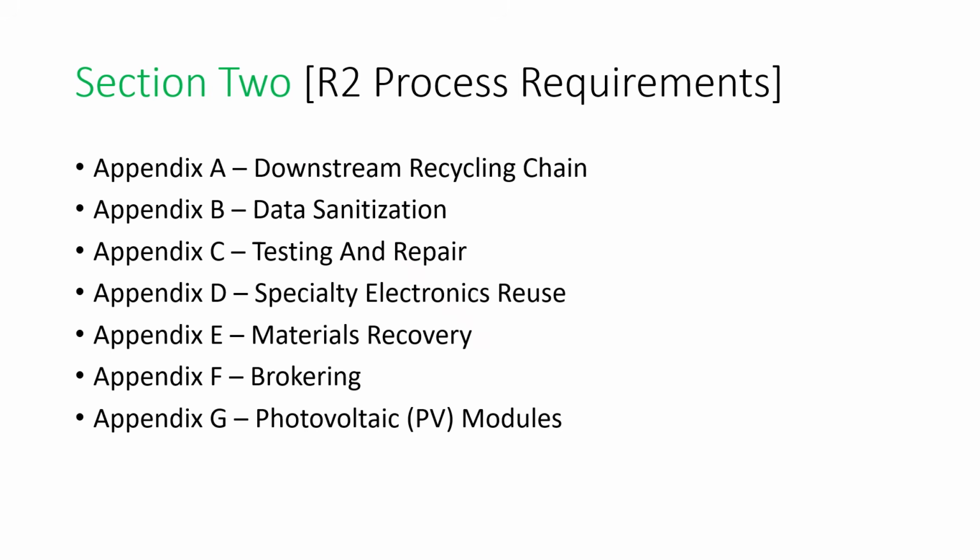And here we have Section 2 expanded, the R2 process requirements. Appendix A, downstream recycling chain. Appendix B, data sanitization. Appendix C, testing and repair. Appendix D, specialty electronics reuse. Appendix E, materials recovery. Appendix F, brokering. And Appendix G, photovoltaic PV modules.